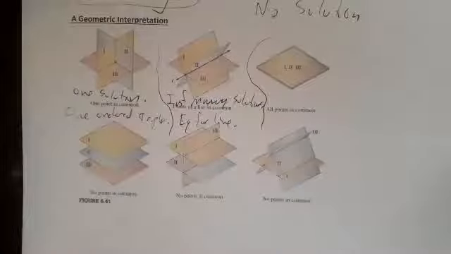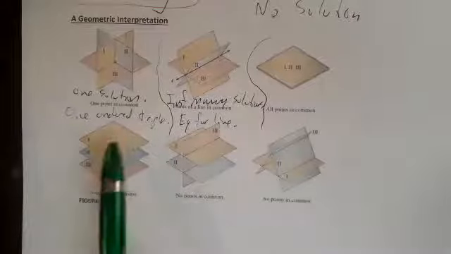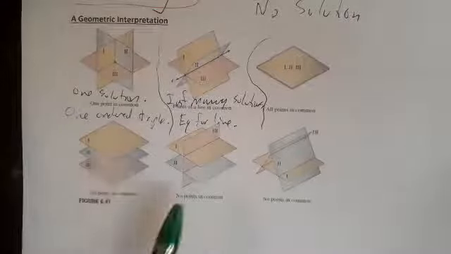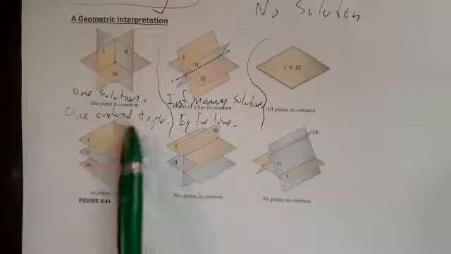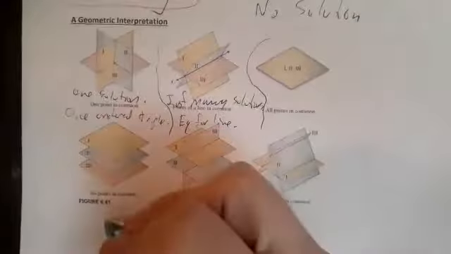Now we want to look at where 3 planes intersect. You might notice if we have one plane on top of the other, these 3 things are never going to intersect. They're parallel planes. So these 3 are basically the 3 different ways you can get no solution, right?